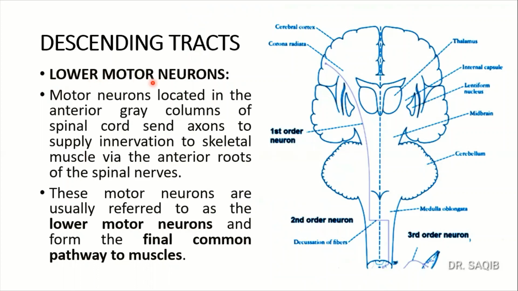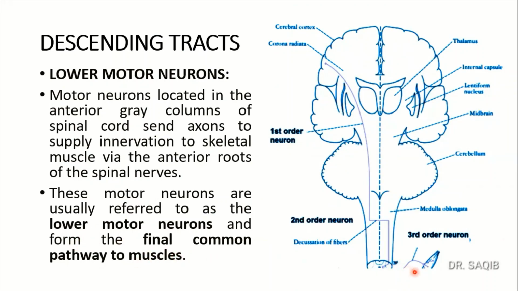So the lower motor neurons located in the anterior gray columns of the spinal cord send axons to supply innervation to the skeletal muscle via the anterior roots of the spinal nerves. So these are the lower motor neurons, right? These are the lower motor neurons. And these motor neurons are usually referred to as the final common pathway to muscles.